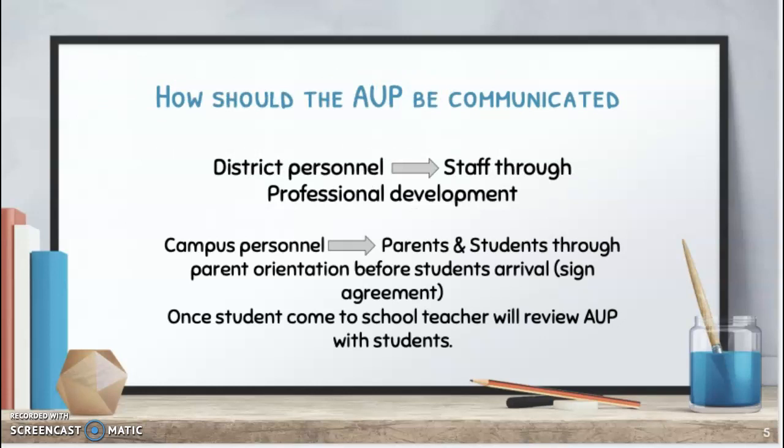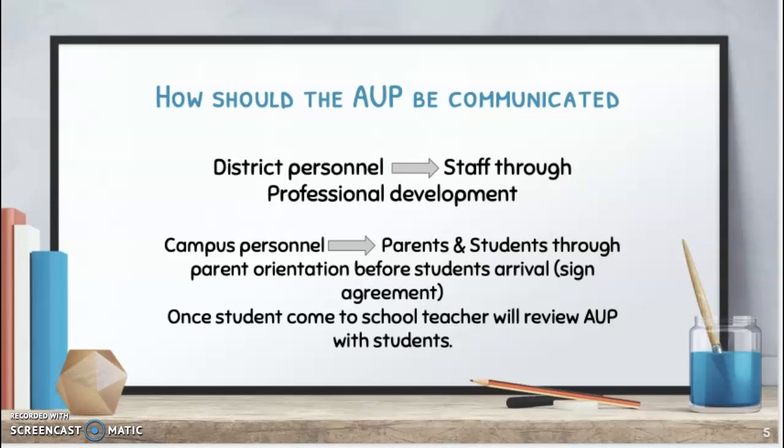District personnel will let staff members know through professional developments. And then campus personnel will let parents and students know through parent orientations before students arrive. During that time, parents can sign an agreement so that we know most of the parents and students had an opportunity to listen to what an AUP is and why it's important to have one, and they will at that time agree to the AUP.